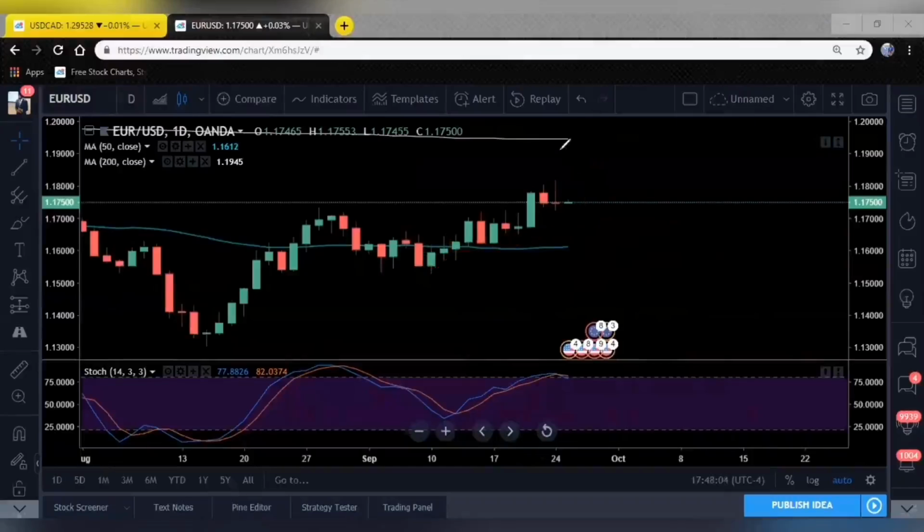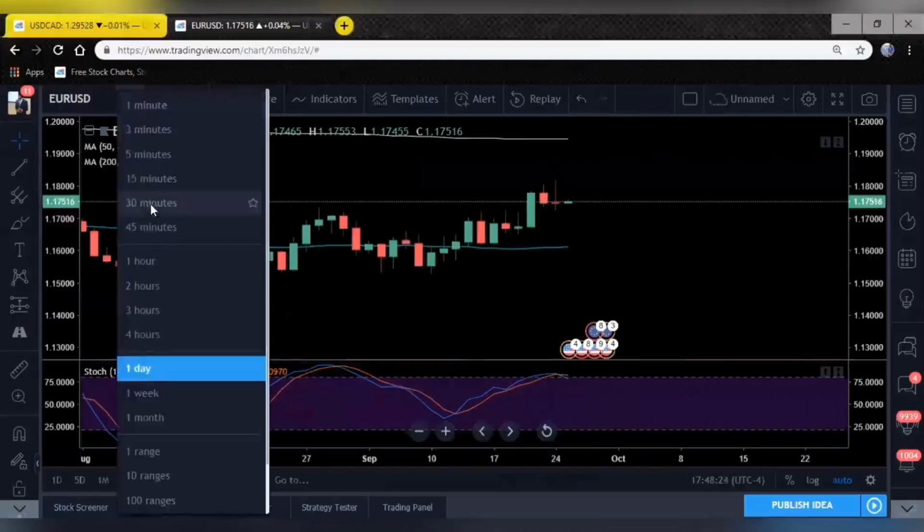Once price reached that moving average, the 200 either would represent as a resistance zone, or price may break it and fall above to represent as a support zone. Let's take a look at the smaller time frame as well.